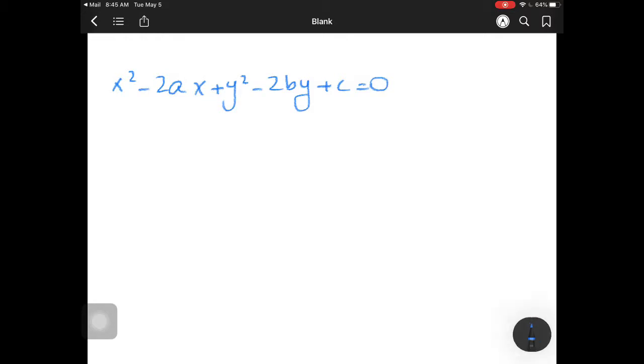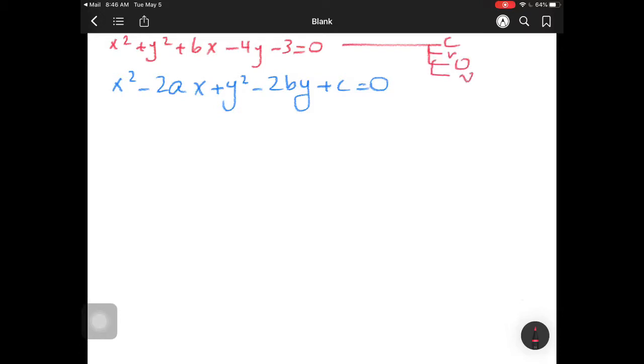Why do we need to memorize? Because we need to match the given equation. Let's say the given equation is x squared plus y squared plus 6x minus 4y minus 3 equals 0. And they ask you one of the questions that we already indicated. What is the center? What is the radius? Graph it. Write it in the center radius form, x minus a squared plus y minus b squared, and so on. So what do you do?